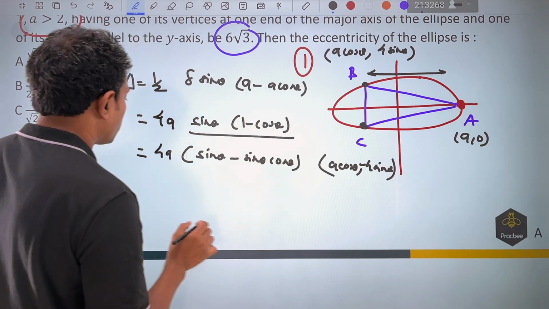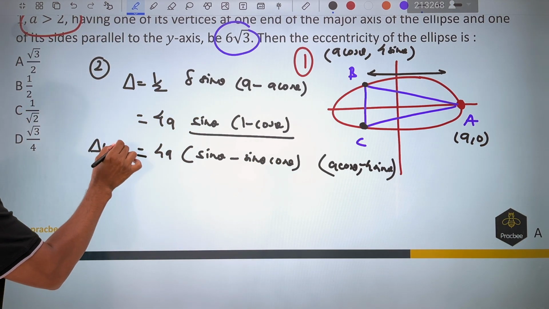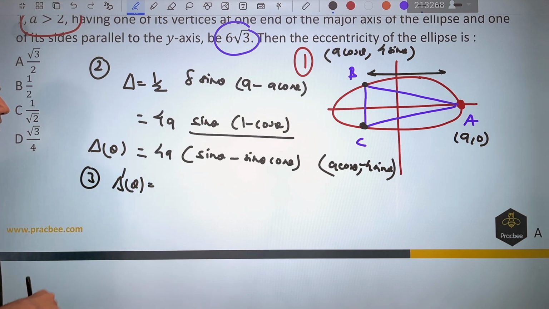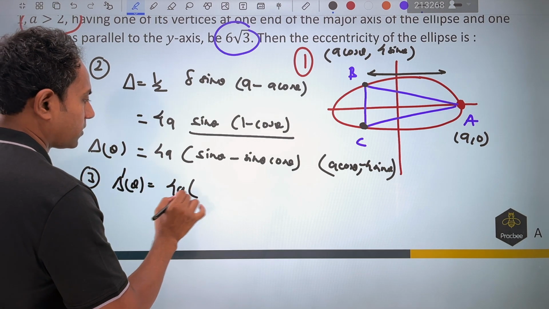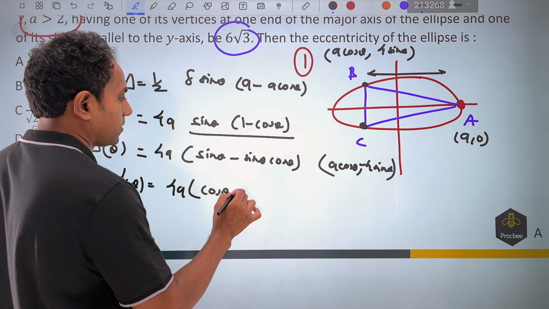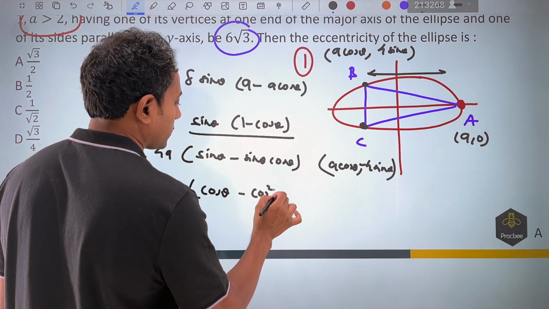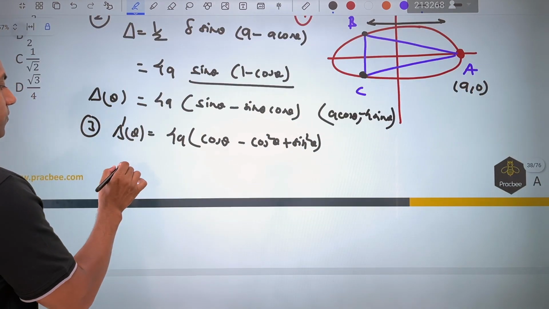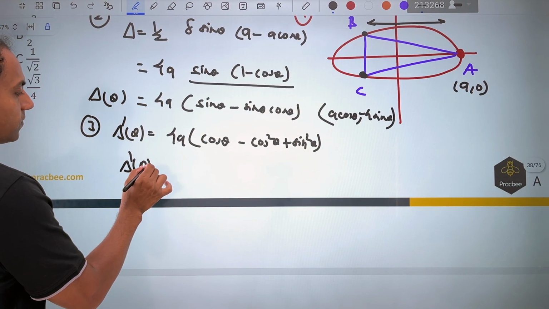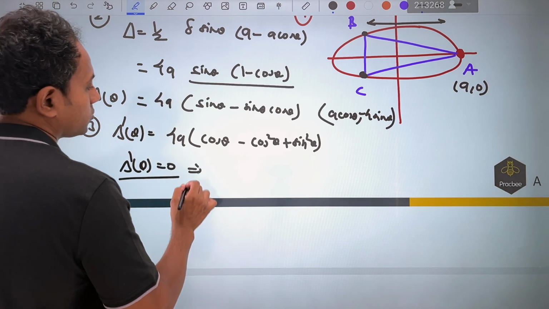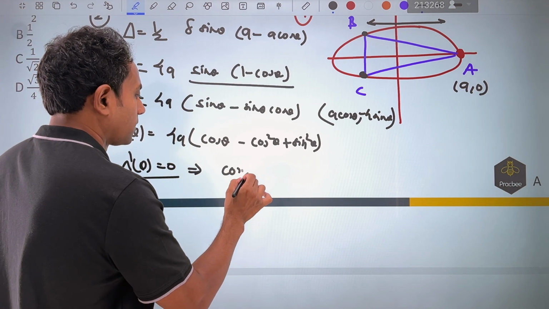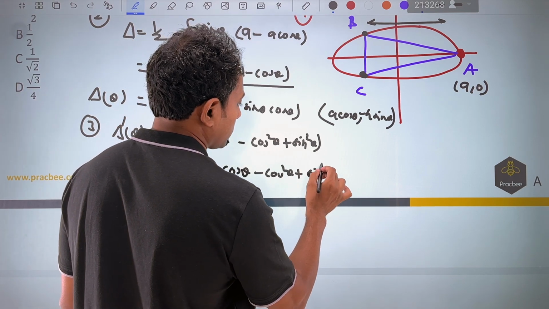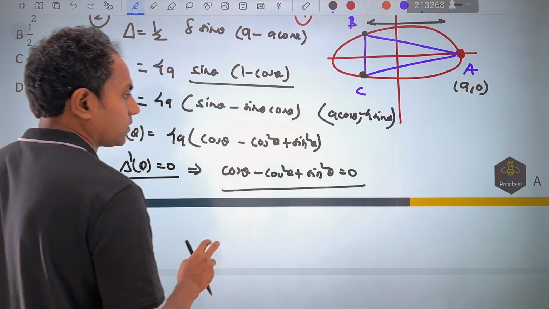Now why I am writing like this, you can see that now this has become a function of theta. We will try and maximize it by doing differentiation. So if I differentiate this, this will become 4a (cos theta minus cos square theta plus sin square theta). So we have figured out the derivative. For finding extreme values, we will put this derivative equal to 0. So if I do so, what you are getting is cos theta minus cos square theta plus sin square theta is equal to 0. We need to solve this.